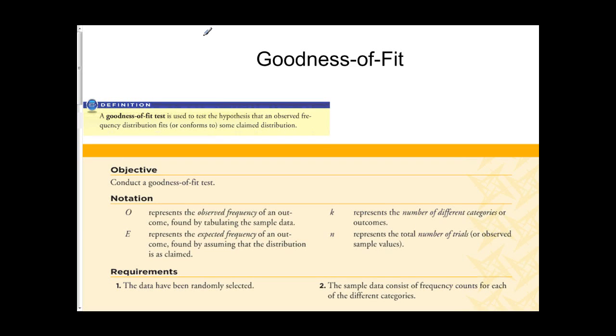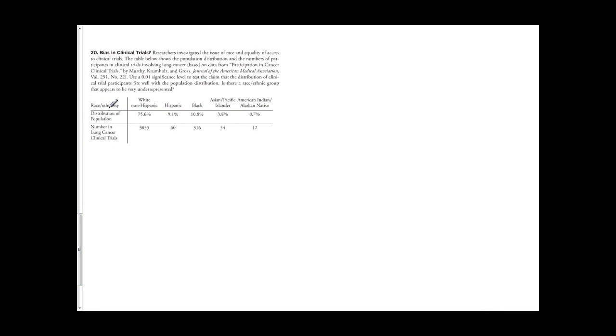So let's talk about goodness of fit. Now, a goodness of fit test is used to test the hypothesis that an observed frequency distribution fits some claimed distribution. So for instance, we take a look at number 20 here. In number 20, the categories are race or ethnicity. So we have one, two, three, four, five races, or five categories, five different classes.